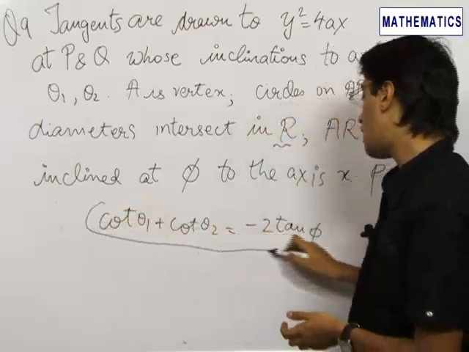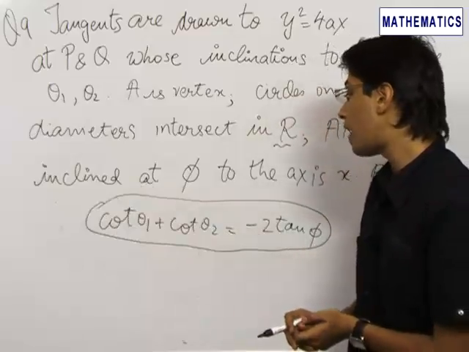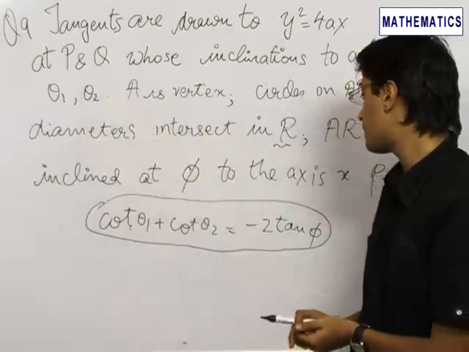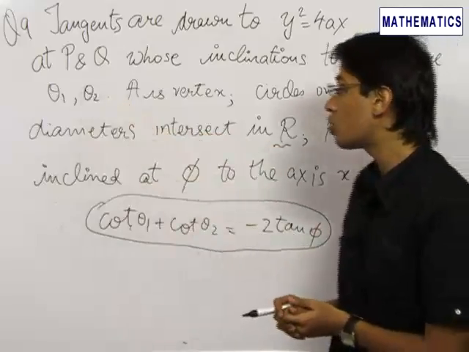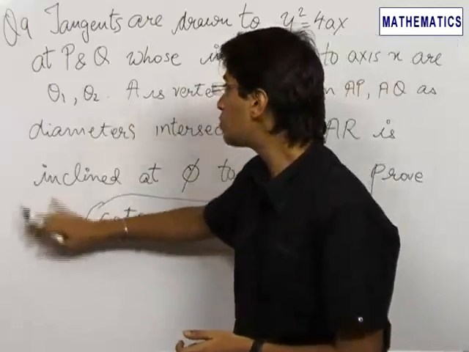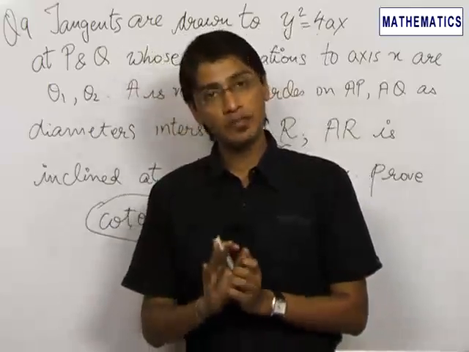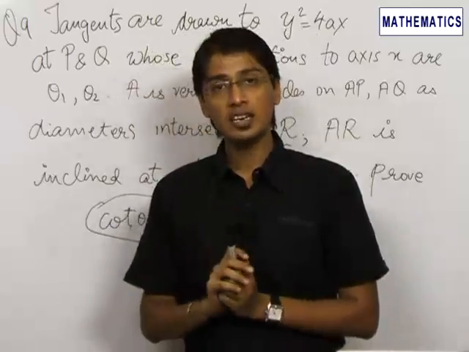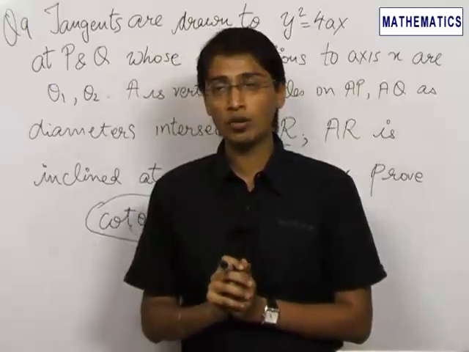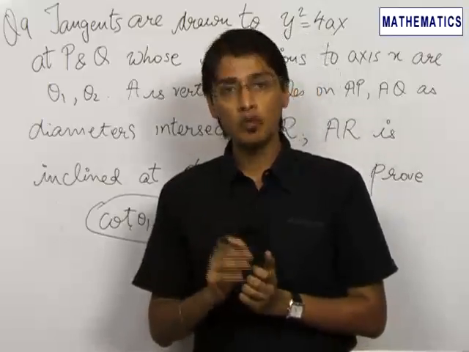the relation cot theta 1 plus cot theta 2 is equal to minus 2 tan phi, where theta 1 and theta 2 are the inclinations of the two tangents to the axis of x, and phi is the inclination of AR to the axis of x. Now this problem appears to be a very large problem, and you may think that it is a difficult problem, but again I would suggest that if you apply the simple basic principles and the key concepts of the parabola, then we would be able to do this problem within a few minutes.